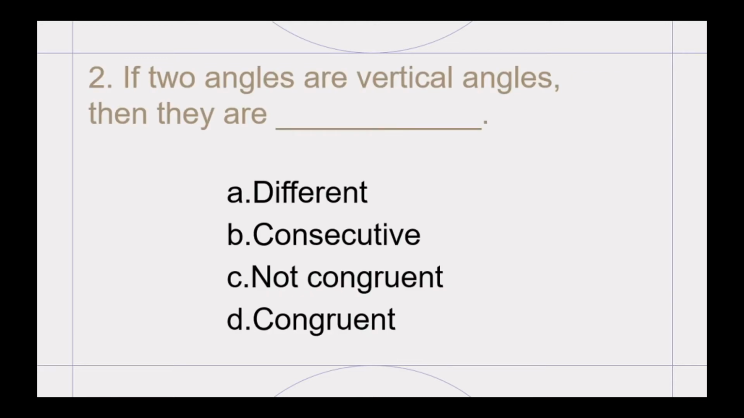Question number 2. If two angles are vertical angles, then they are blank. Letter A, different. Letter B, consecutive. Letter C, not congruent. Or letter D, congruent.